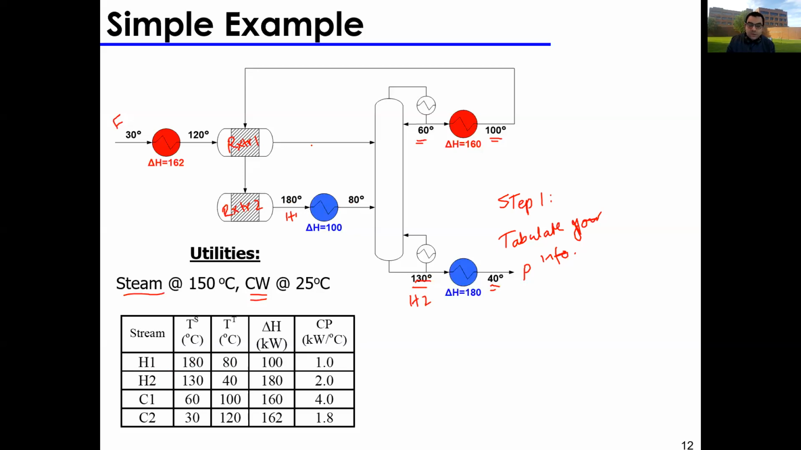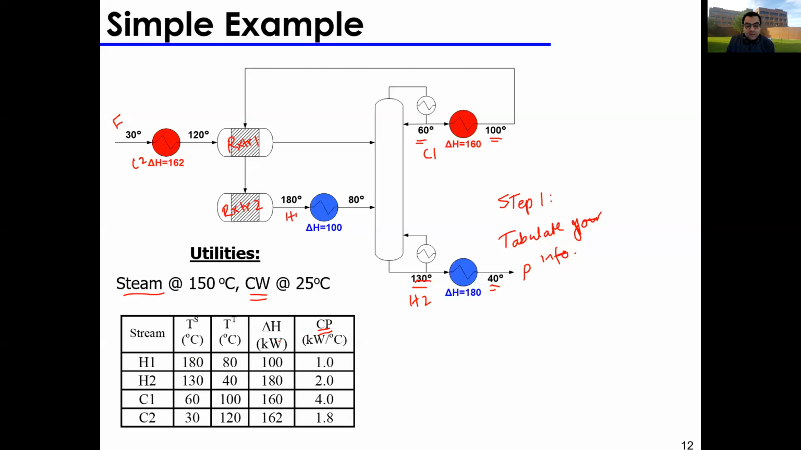C1 is this stream right here. It's cold, I'm heating it from 60 to 100. And C2 is this stream right here. I'm heating it from 30 to 120, okay? So your stream numbers, your supply temperatures, your target temperatures, your CPs, these are usually given most of the time. I'll give them to you in some form. Maybe they're written on the diagram or they're given in a table.